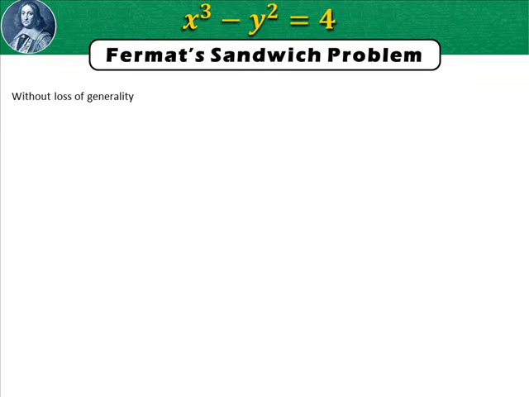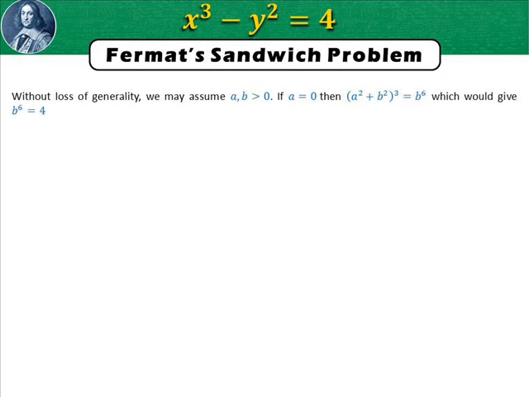Without loss of generality, we may assume a and b are positive integers. If a equals 0, then y cubed equals b to the 6th, which would be equal to 4, and so impossible. Likewise, if b equals 0, we obtain a to the 6th equals 4, also impossible. Hence, a and b are greater than or equal to 1.